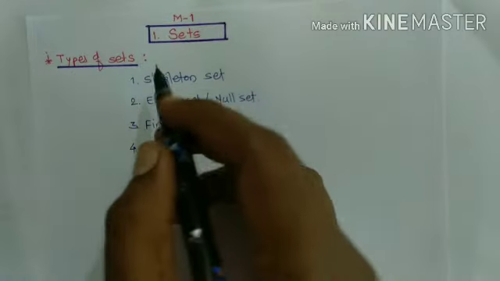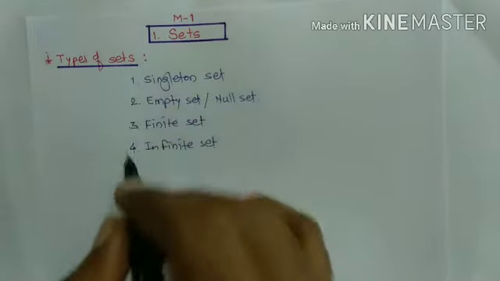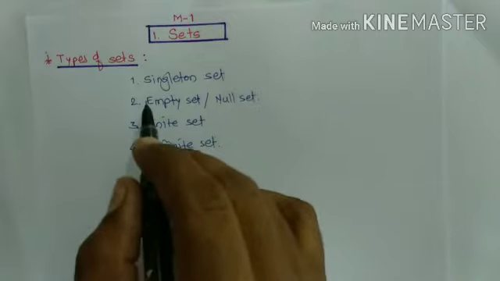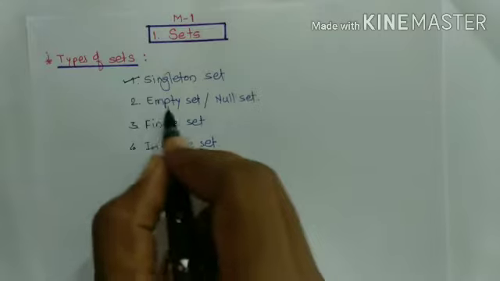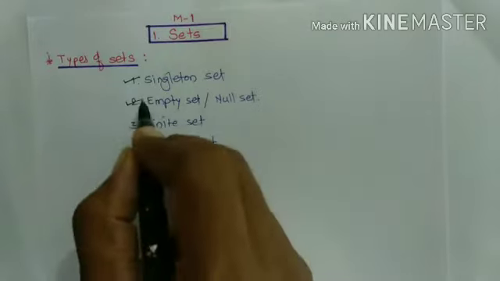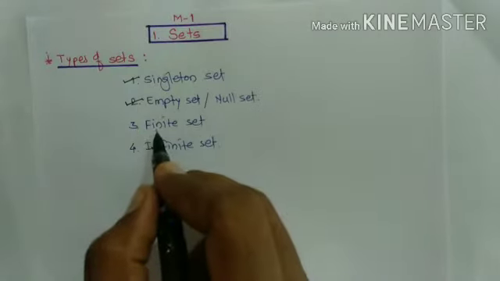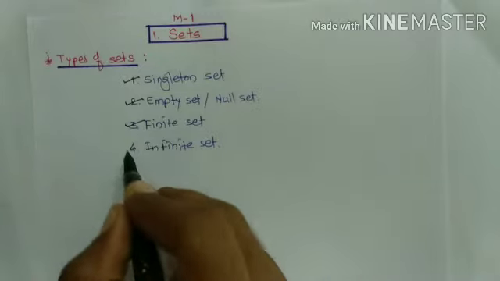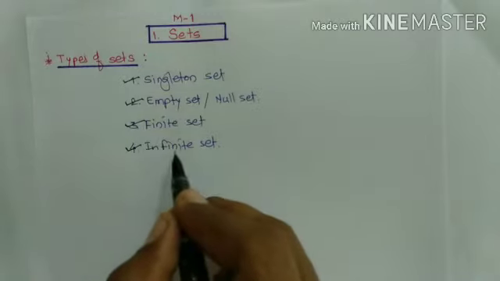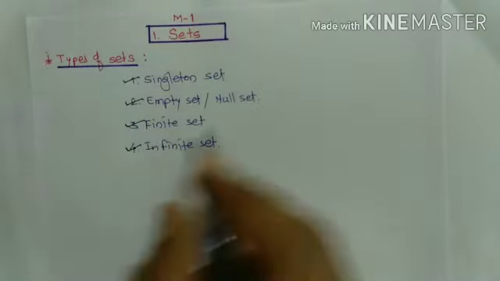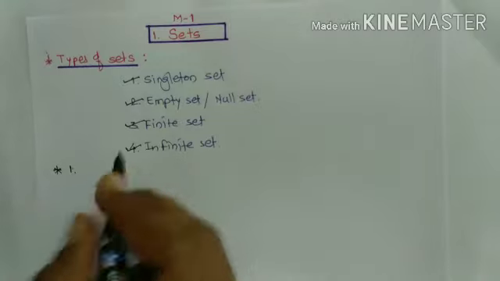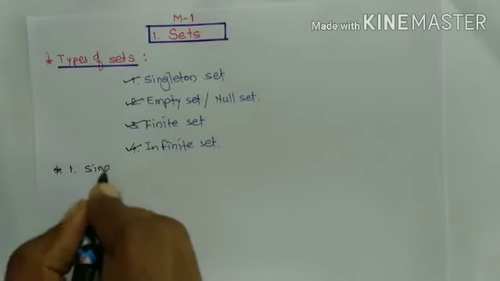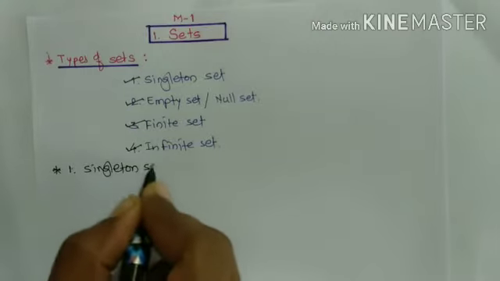Let's start. There are four types of sets which we have to study in the standard. These are singleton set, empty set, or it is also called as null set. The third one is the finite set, and the fourth one is the infinite set. Now we are going to study about these types in detail. The first type is singleton set.